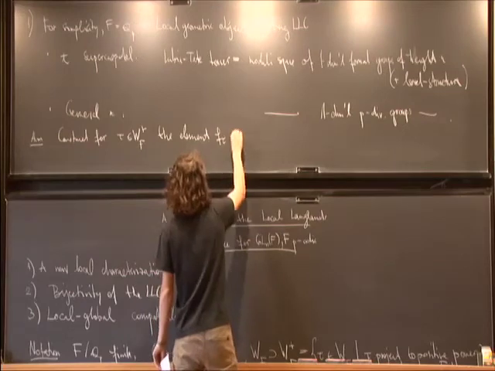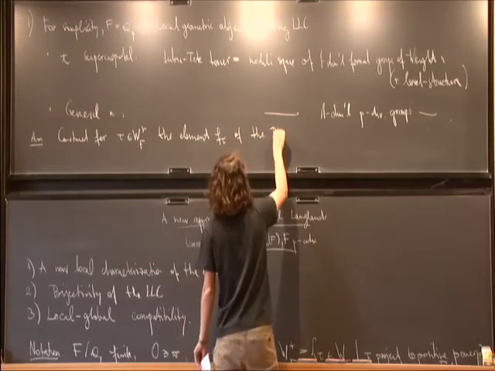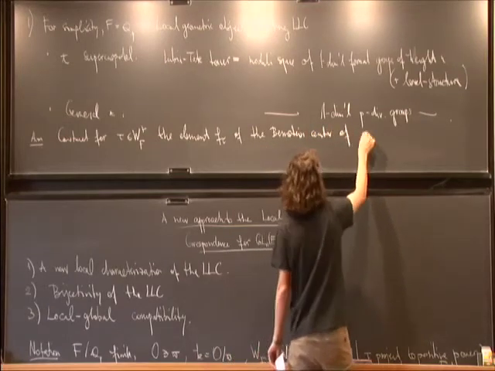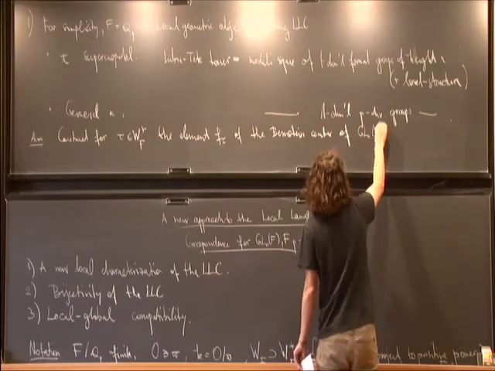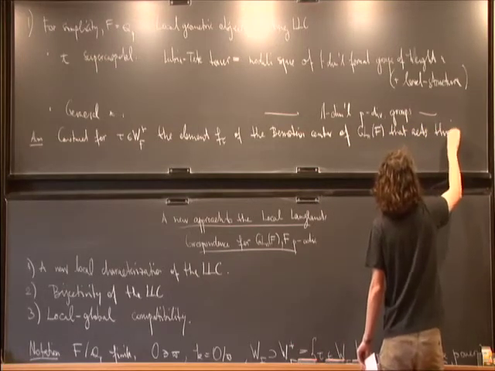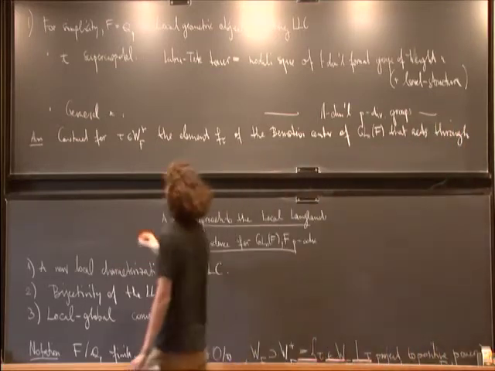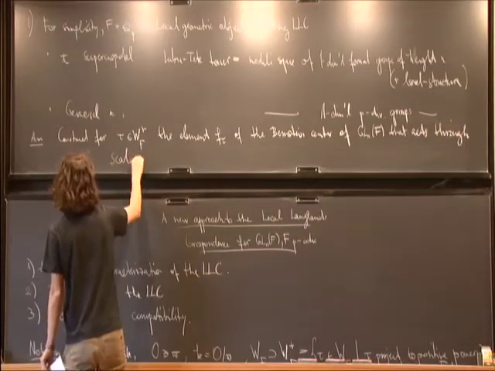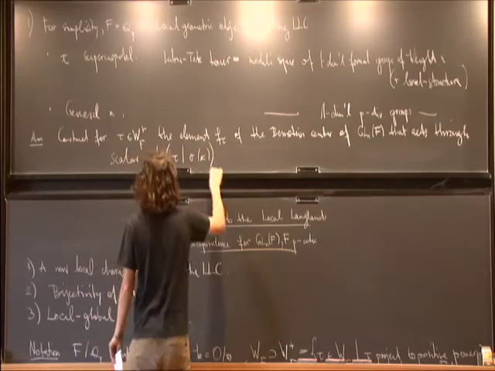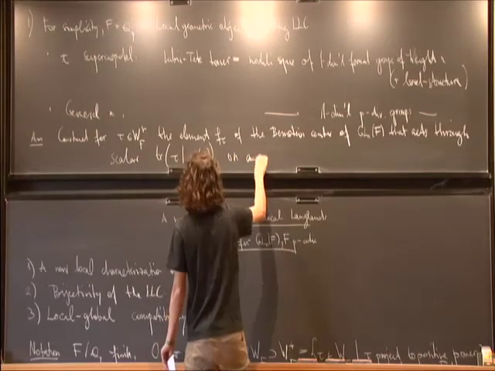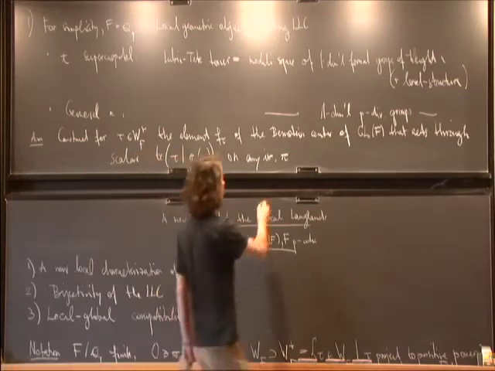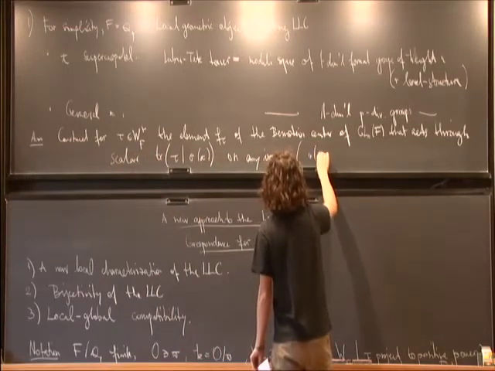f_tau of the Bernstein center of GL_n(F) that acts through the scalar trace of tau on the associated Weil group representation on any irreducible pi. So here sigma of pi is the Weil group representation underlying the Weil-Deligne representation.